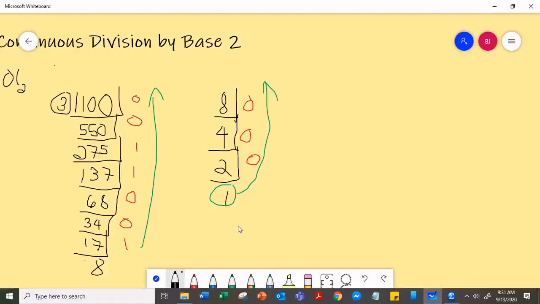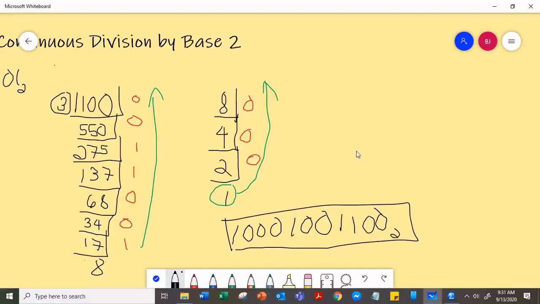So let's write that as 1, 3 zeros, 1, 0, 0, 1, 1, 0, 0, base 2. So that would be our answer for the third example. So that is our first method, continuous division by base 2. Now we're going to try to use the same examples in answering, but using the second method, which is continuous subtraction by powers of 2.